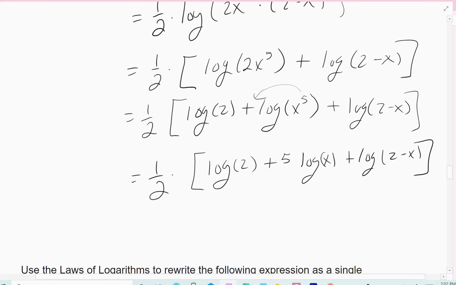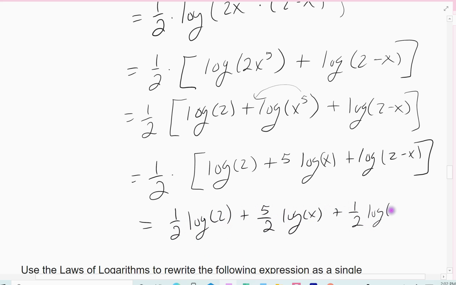All inside the brackets. If I wanted to, I could distribute the 1/2. You could leave it like this, or you could distribute the 1/2. It's the same as saying 1/2 log of 2, 5/2 log of x, 1/2 log of 2 minus x. And there's as simplified as it gets. Those last two expressions are equivalent in simplification, so you could leave the 1/2 out front, or you could distribute it through. They're exactly the same, it doesn't matter. But there's my completely expanded expression.